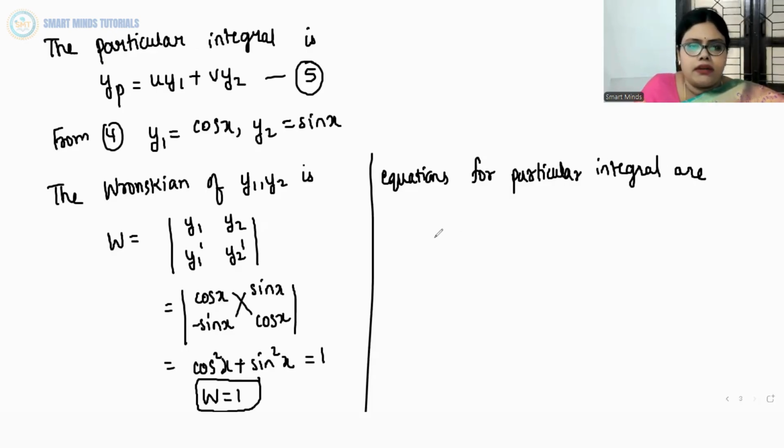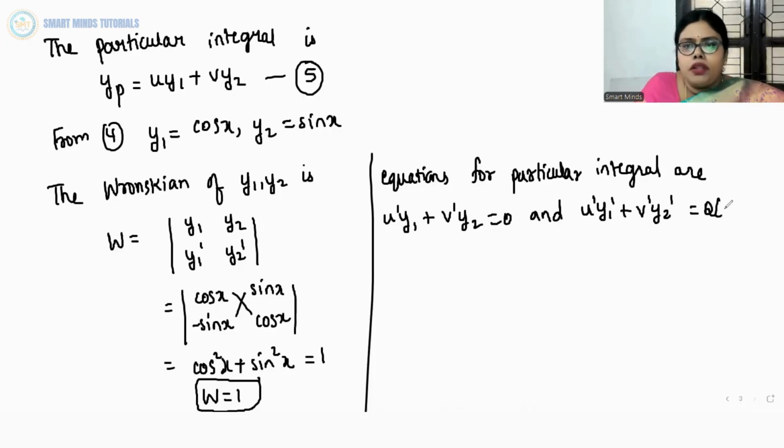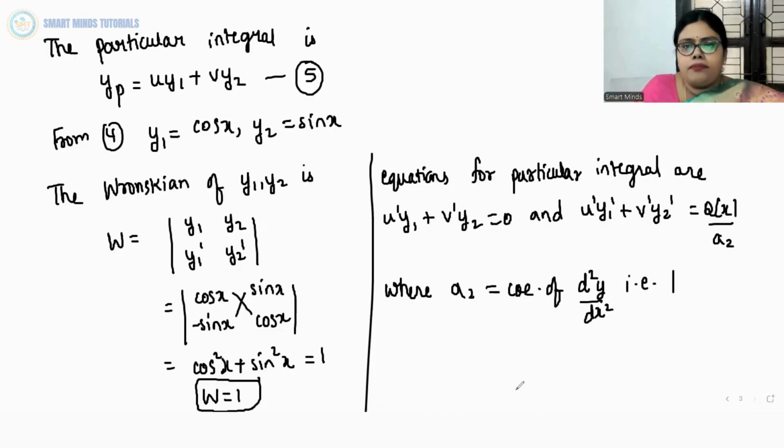Equations for particular integral are u dash y1 plus v dash y2 is equal to 0 and u dash y1 dash plus v dash y2 dash is equal to q of x by a2, where a2 is equal to the coefficient of d square y by dx square, that is 1. Okay. So hence, we will have two formulas here.